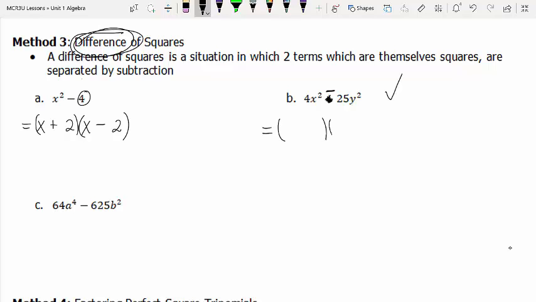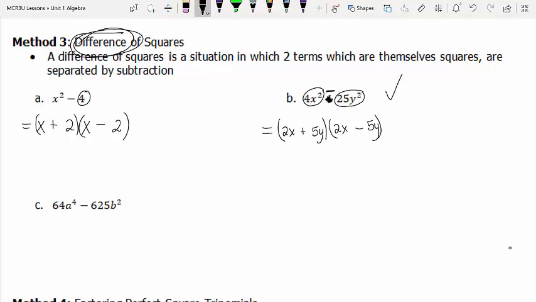Set up your brackets, take the square root of the first term, so the square root of 4x squared is 2x, and write it down first in both brackets. Then take the square root of your second term, so 5y, and write it second. And then put an addition sign in one of the brackets, subtraction sign in the other. So difference of squares is really nice. It makes it quick and easy.